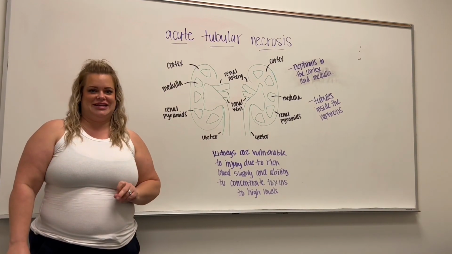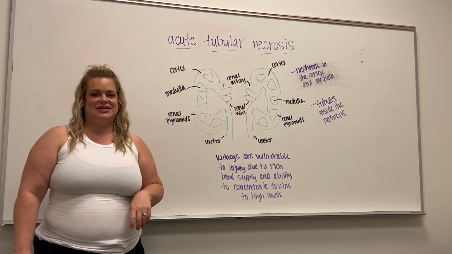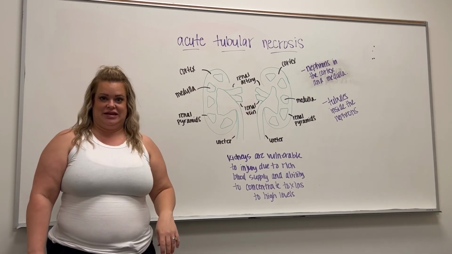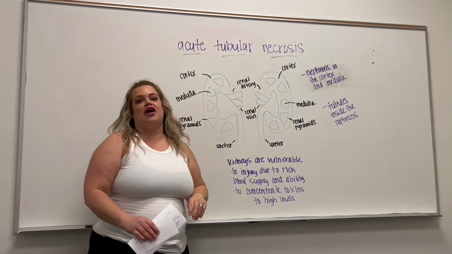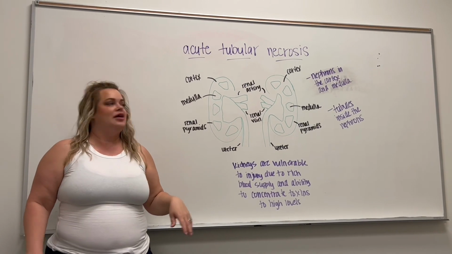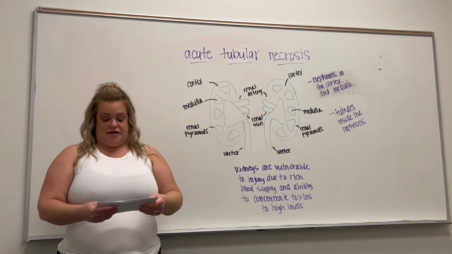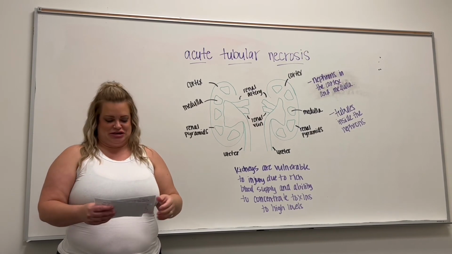Here's a crash course in acute tubular necrosis. First, let's break down the words. Acute means that it happens suddenly. Tubular are filters throughout the kidney, and necrosis is death of cells or tissue through disease or injury.